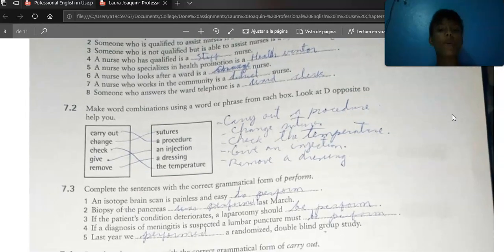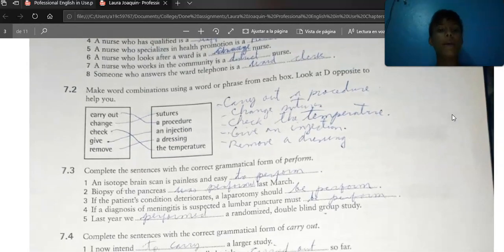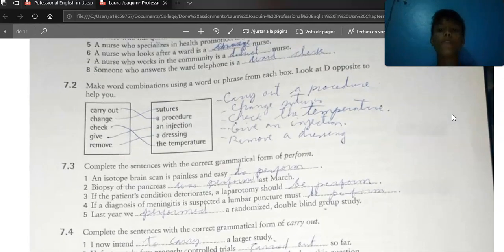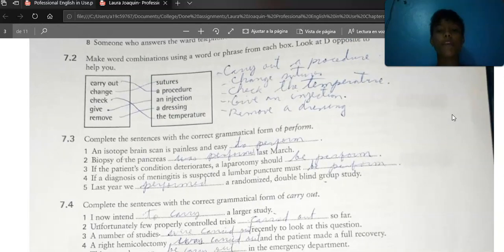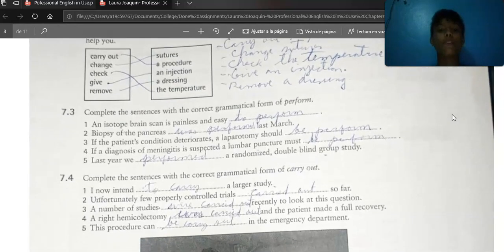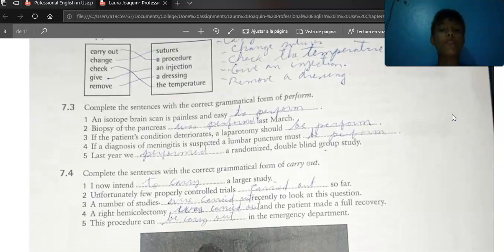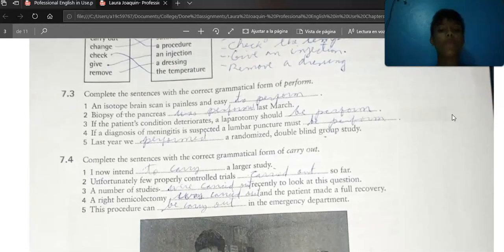Someone who answers the ward telephone is a ward clerk. Make word combinations using a word or phrase from each box. Look at the opposite page to help you. Carry out a procedure, change sutures, check the temperature, give an injection, remove a dressing. Complete the sentences with the correct grammatical form of perform.